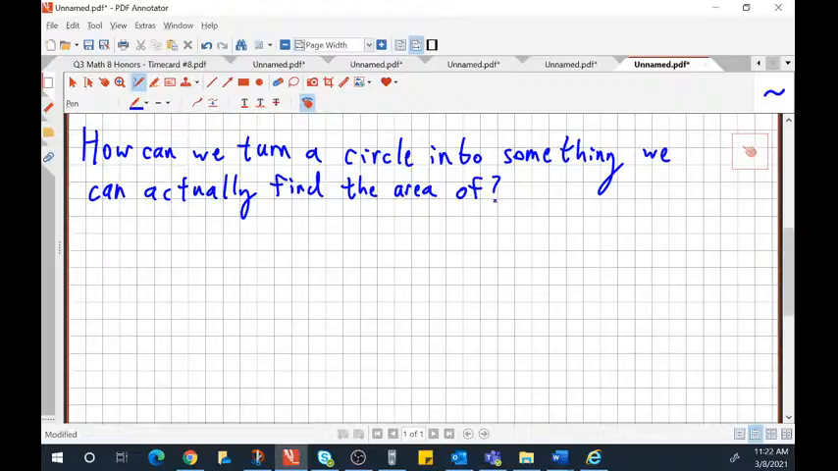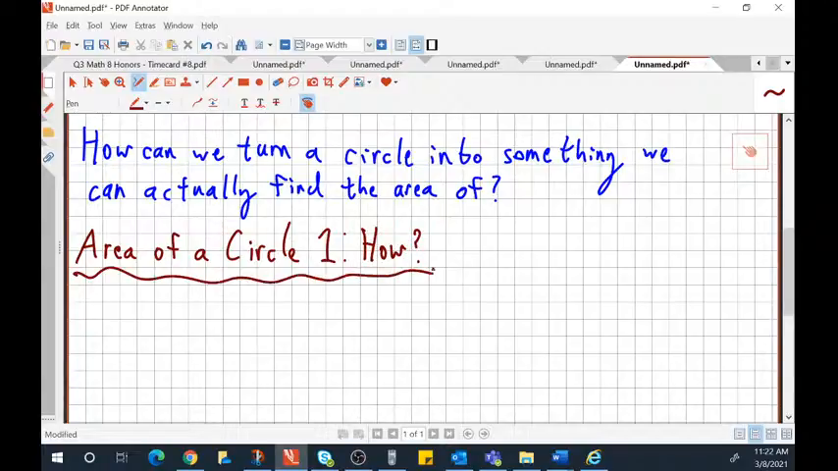Okay. Now, once you get that written, guys, let's go ahead and get a title down for our note. So, got a pencil? Absolutely. All right. Today, it's the area of a circle 1. How do we find the area of a circle, and why does that work?